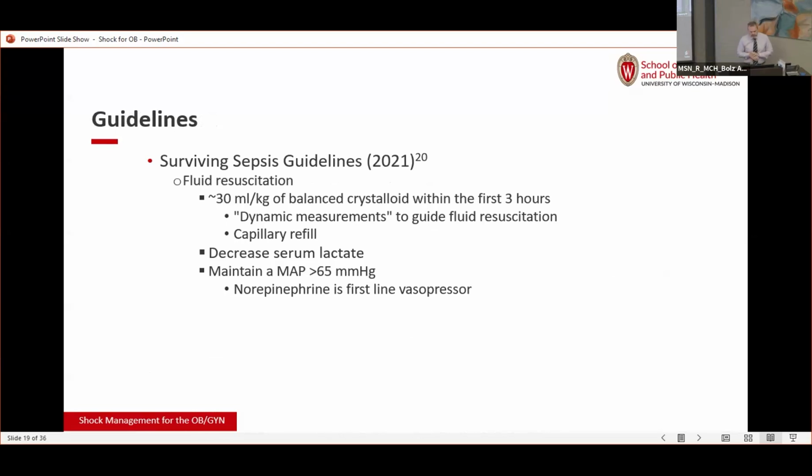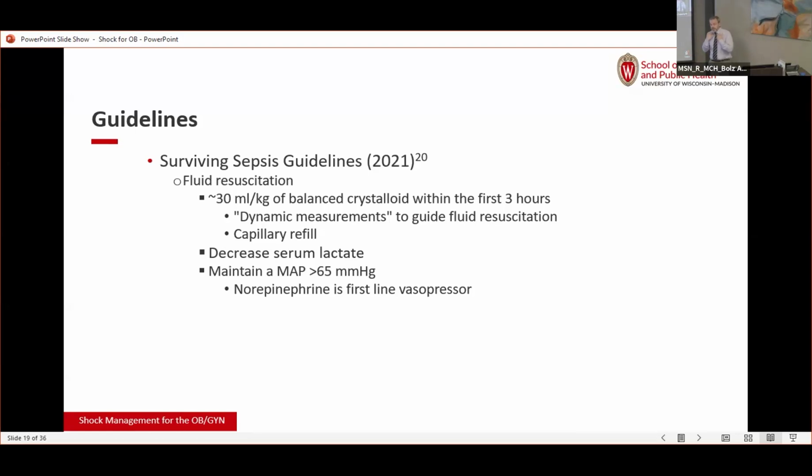I put it in here because if you need a framework, it's something you can use. But they're showing that not everybody needs this much, and maybe some people need more. So what we really want is a dynamic measurement of whether they are responding to fluids. There's a bunch of different ways you can do this.